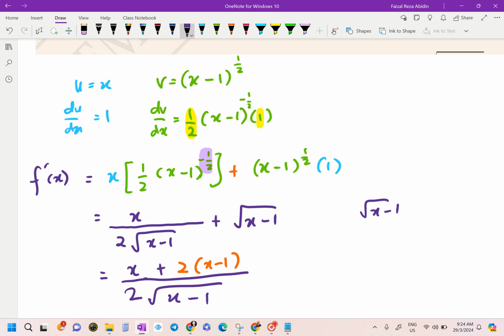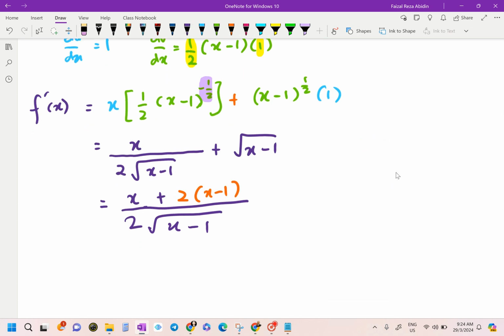Okay, so what happens next is we are going to expand this one. So 2x is going to be plus x, I'm going to get 3x. Where is it? This one. 2 times x is going to be 2x plus our x over here, I'm going to get 3x. So 2 times negative 1, I'm going to get negative 2 over, okay, this one just copy back, the square root of x minus 1. Then what should we do?